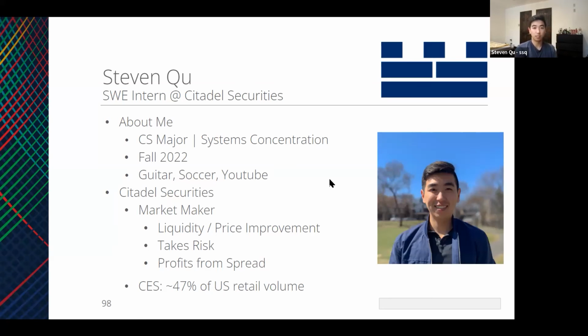When you place a trade on TD Ameritrade or Robinhood, somebody needs to take the other side of that trade. And that's what Citadel Securities does. They take on that risk by accepting your trade, and based off the spread, which is a difference in price during different times of the day, they make profit off of that.